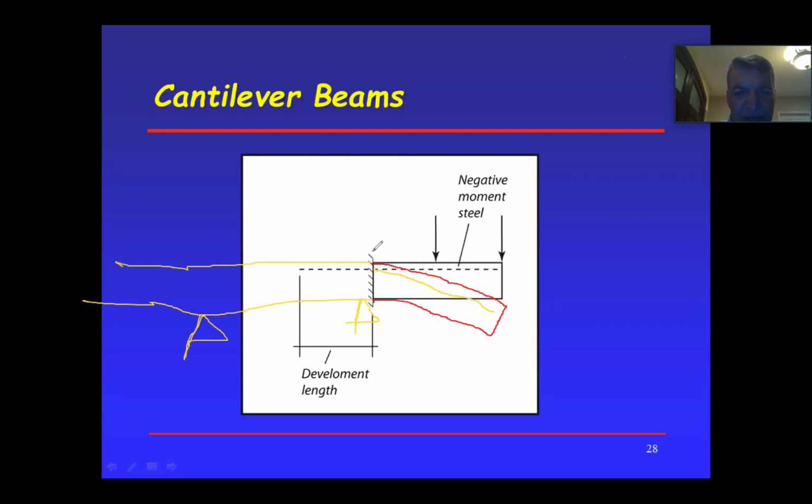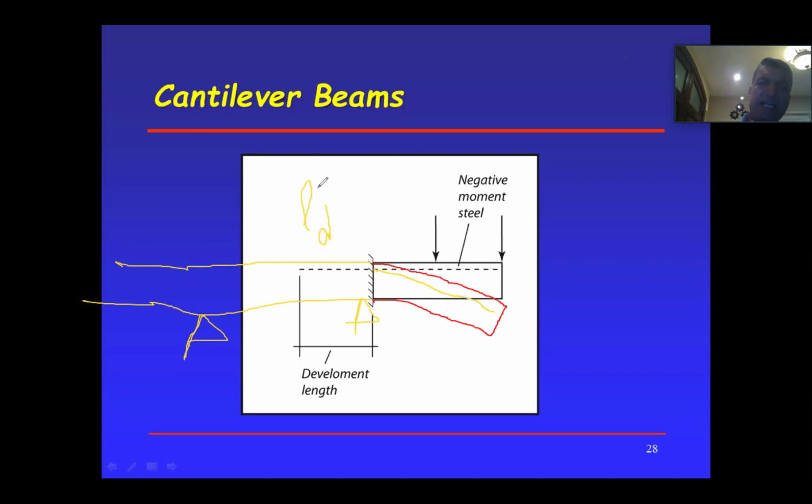The distance from here to there, how much you extend it, is called development length. We call it L sub D. So as a rule of thumb, there are of course equations for that, and we're going to learn that in chapter 7: how much do I extend my bar in? There are the equations, and you will find that.